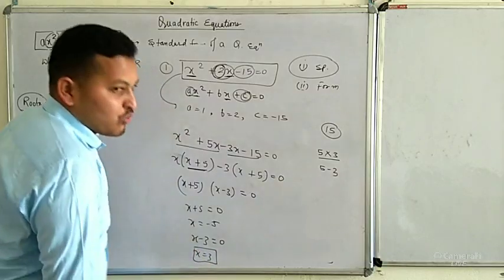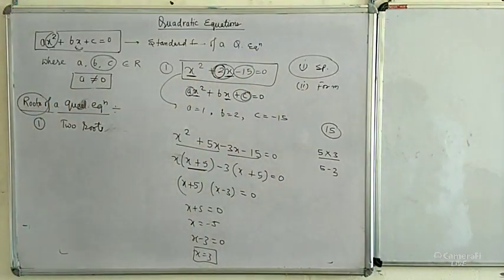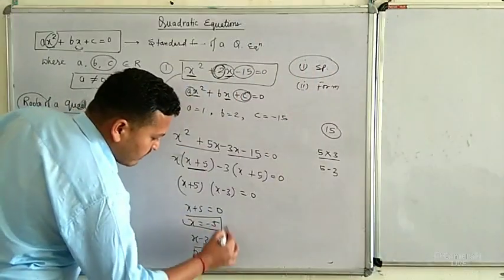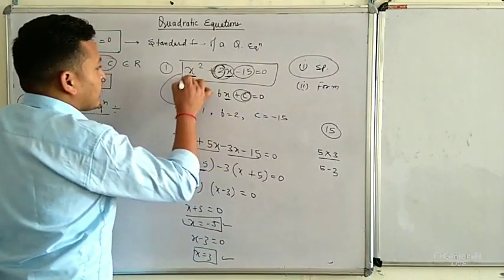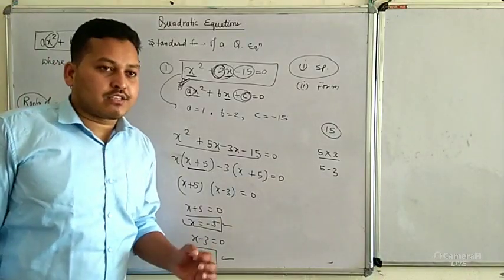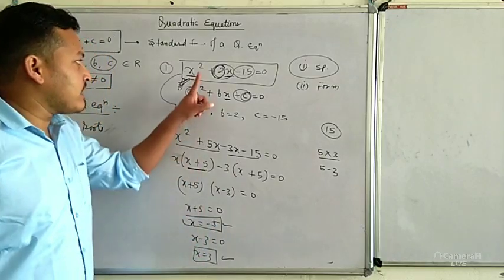So these are the two values of x, minus 5 and 3. x is equal to minus 5 or x is equal to 3. So these two we can say are the roots of this equation. And if you want to check whether your answer is correct or wrong, we can substitute both values one by one in the given equation.